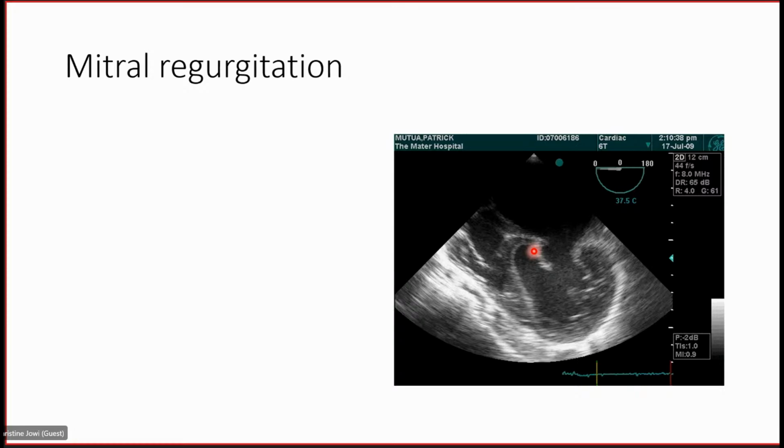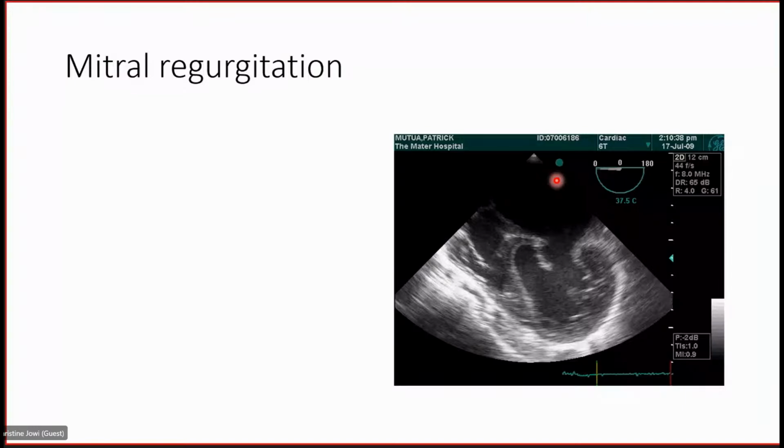But when you get rheumatic mitral regurgitation, these valves are loose. You can see they are loose, and so blood leaks back. When the valve closes, the blood leaks back.